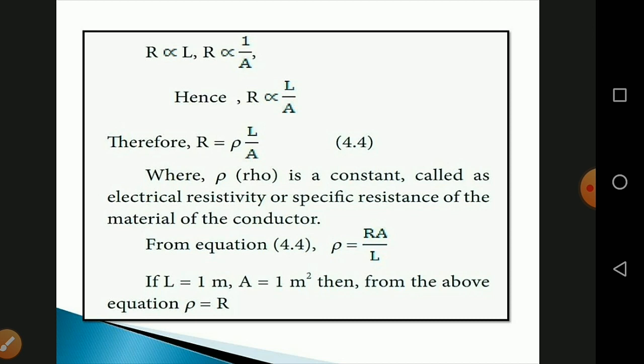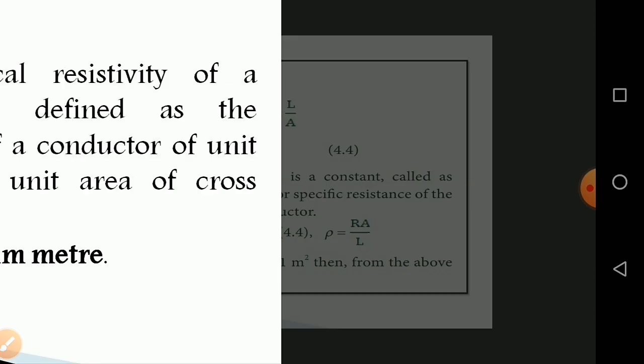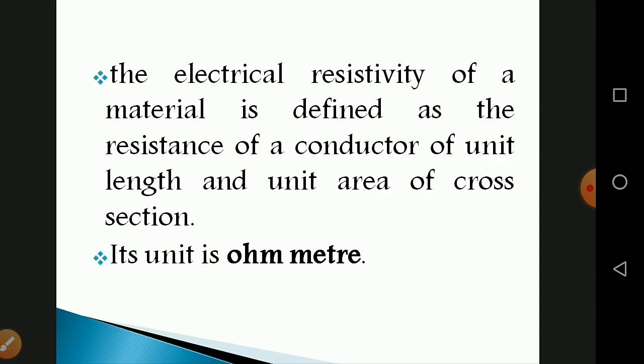If you assume L is equal to 1 meter and area of cross section is 1 meter squared, then in the above equation rho is equal to R. That means the electrical resistivity is equal to the resistance. Hence, the electrical resistivity of a material is defined as the resistance of a conductor of unit length and unit area of cross section. Its unit is ohm meter.